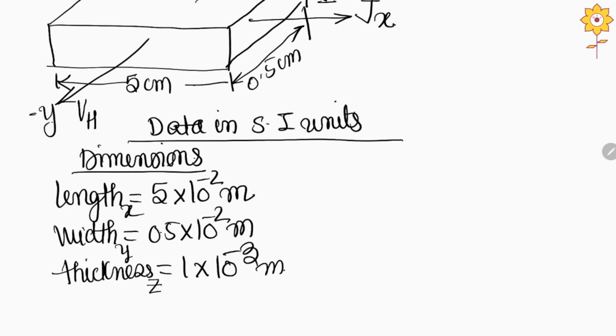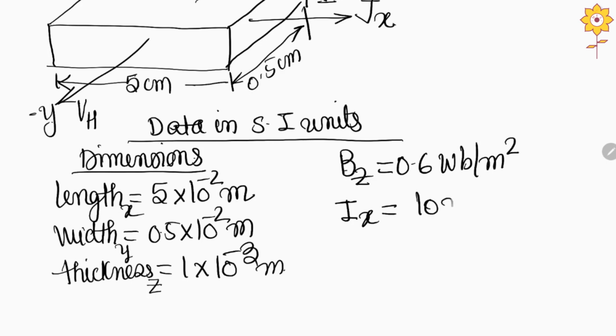Now we are going to write down the other values that have been given to us, which is your Bz, which is 0.6 Webers per meter square. You have also been given the value of the current, which is 10 milliamps, which is going to be equal to 10 into 10 raised to minus 3 amperes.